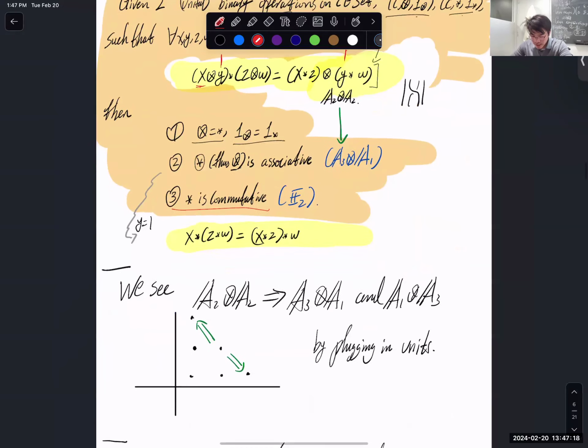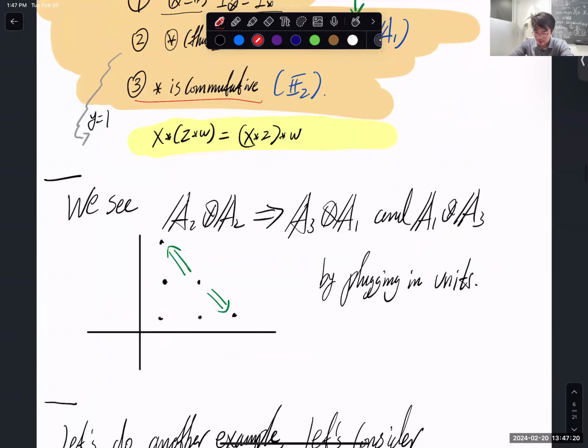Okay. But drawing out, here's the interesting thing about it: this A2 tensor A2 structure, which just means two multiplications that distribute over each other, actually implies associativity, which is these A3 tensor A1 structures. Remember, A1 does nothing, so this is just A3 structures. So if you have a point in the middle, it actually implies points on the same antidiagonal and far away.